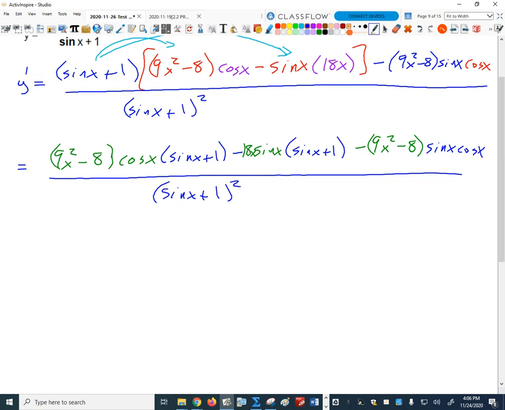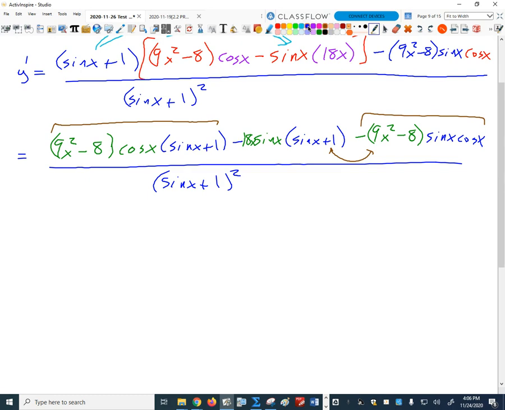Okay, so now look, we've got these two terms right here. Each contain a 9x squared minus 8. So let's rearrange these two. Let's commute these two terms, and let's factor a 9x squared minus 8 out of these two, right? So then what's that leave us with if we do that? So we get 9x squared minus 8 times what's left over if we do that.